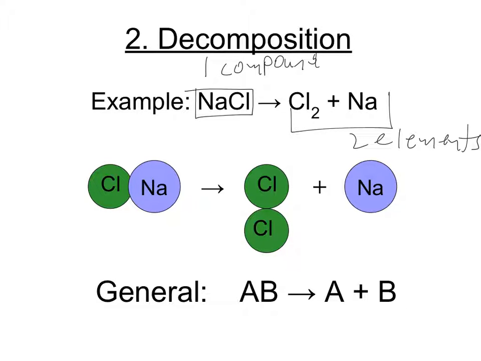So notice how on the general equation down here at the bottom, there's just one compound. It's compound AB, and it is reacting. It's separating. That's what the arrow means. And it is producing 2 separate things, elements A and B.